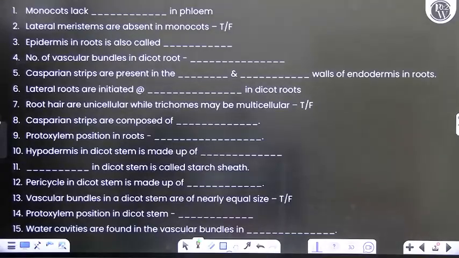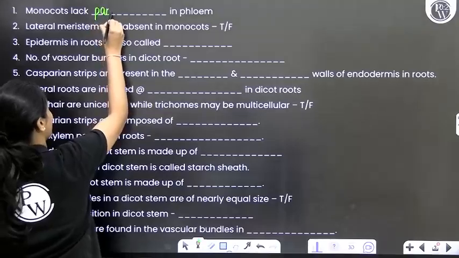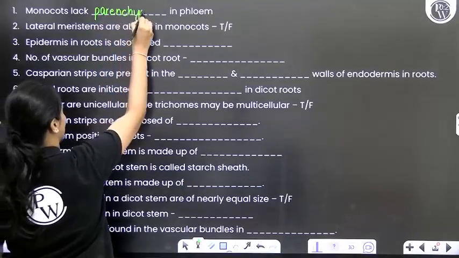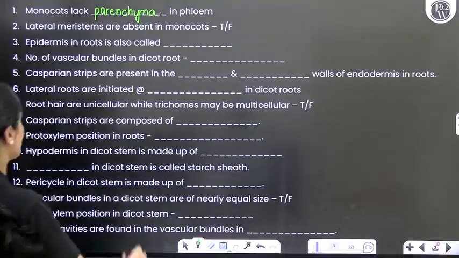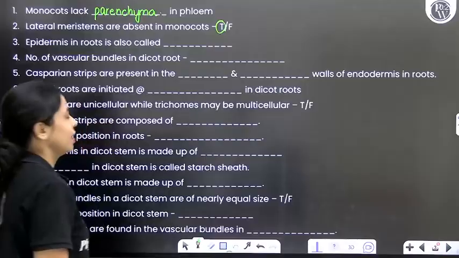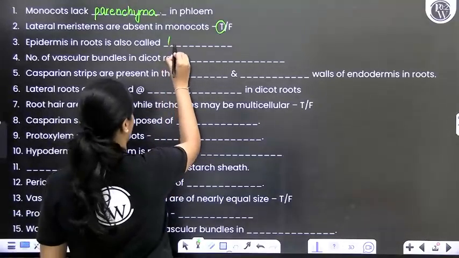Towards center, Kirtana, what is that term, towards center? What do you call it? Technical term I want. All right, Kirtana has finished. What do monocots lack in phloem? Monocots lack parenchyma. Basically, phloem parenchyma is absent in monocots, right? Lateral meristems are absent in monocots. That is true. Lateral meristem is basically your cambium. It is absent in monocots. Epidermis in roots is also called, what do we call it? We call it epiblema.